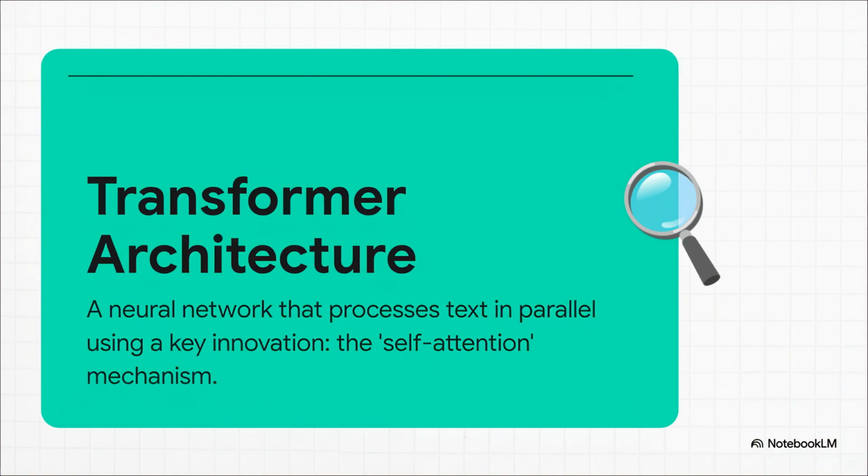So forget about reading word by word. A transformer looks at an entire sentence simultaneously. And for every single word, it figures out which other words in the sentence are the most important to its meaning. This creates a much deeper contextual understanding of language.